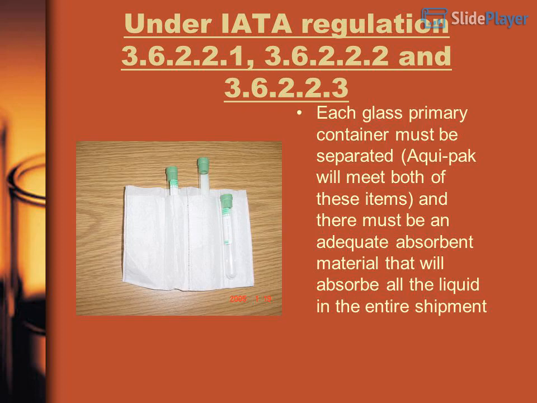Under IATA Regulation 3.6.2.2.1, 3.6.2.2.2 and 3.6.2.2.3, each glass primary container must be separated. A key pack will meet both of these items, and there must be an adequate absorbent material that will absorb all of the liquid in the entire shipment.